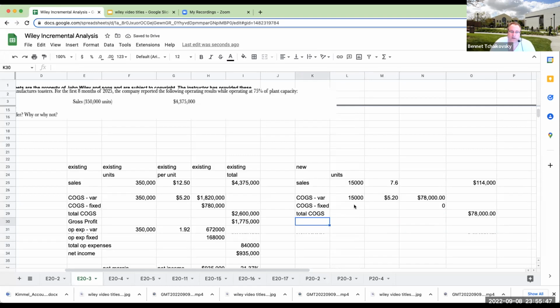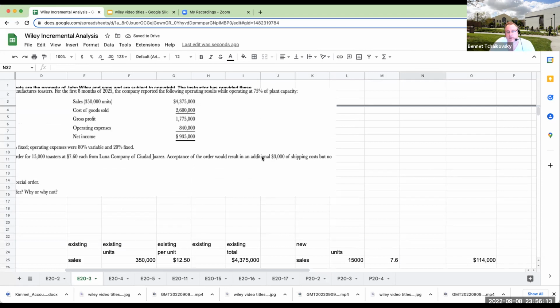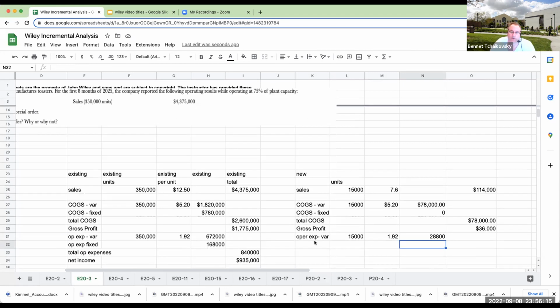Now, for my gross profit, it's going to be $36,000. But I still have to deal with my operating expense for variable. So this is going to be 15,000 at $1.92. When I multiply this through, I've got 28,800. Now, in addition to this, I'm going to have to spend another $3,000 to ship it, right? So my shipping costs is going to be over here, and I'll move this down just a little bit.